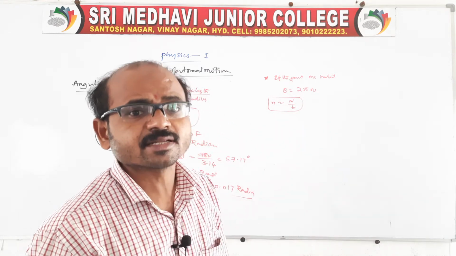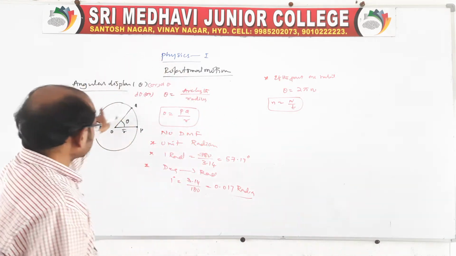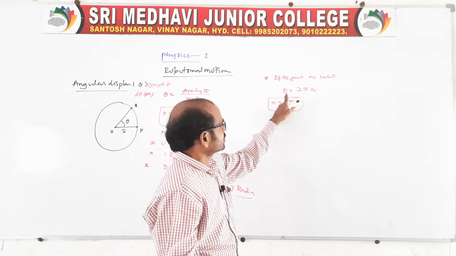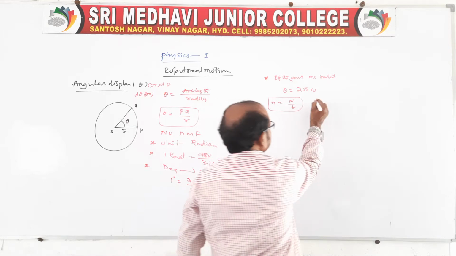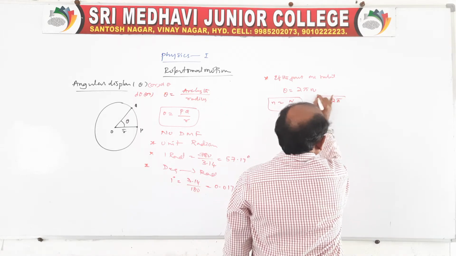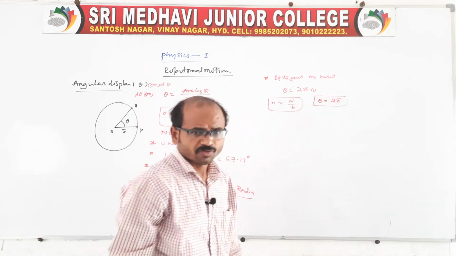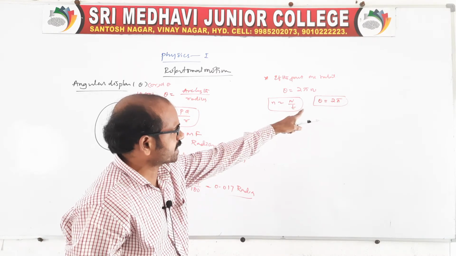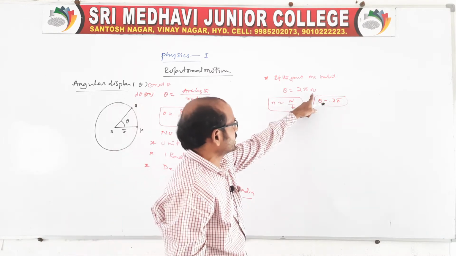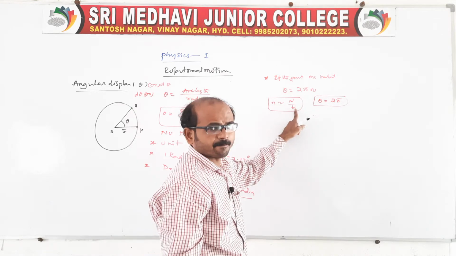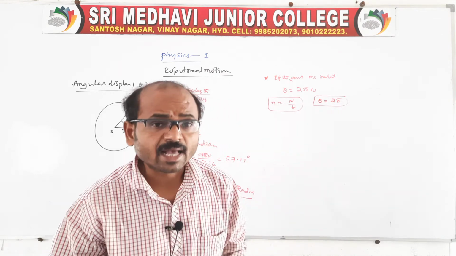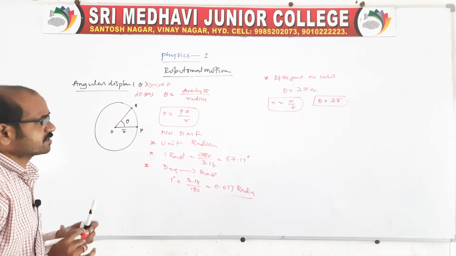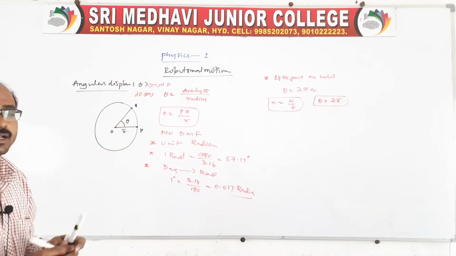2 pi in the sense is 360. The circle is represented as 360. So if it completes 1 rotation, theta is equal to 2 pi. Suppose it is completing n rotations per second, then theta is equal to 2 pi n. This is about angular displacement, the relation and definition. Refer to it once.